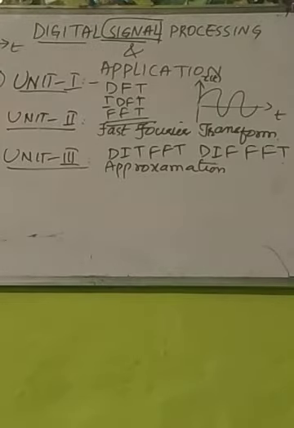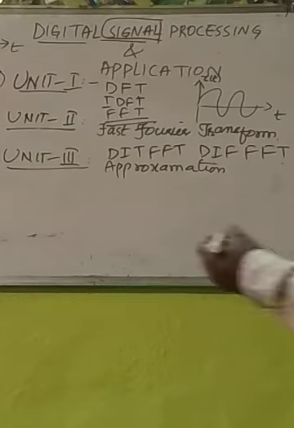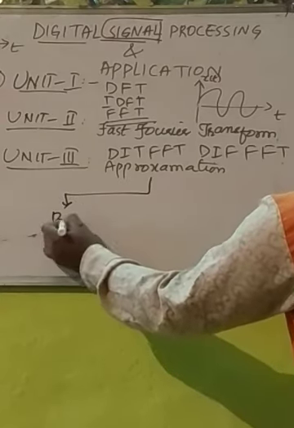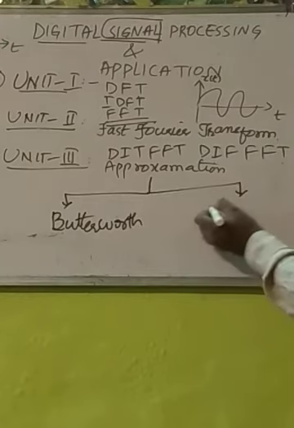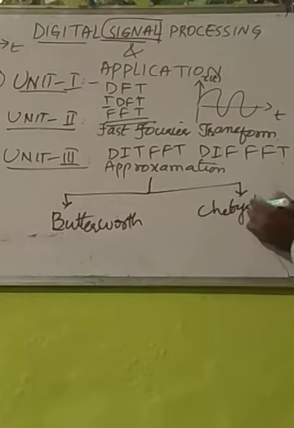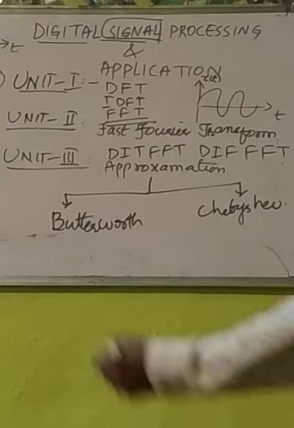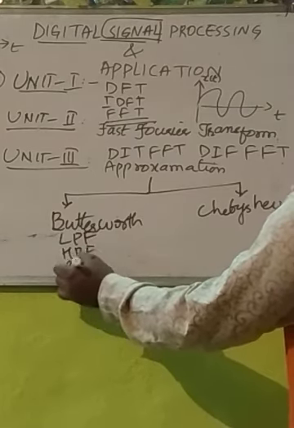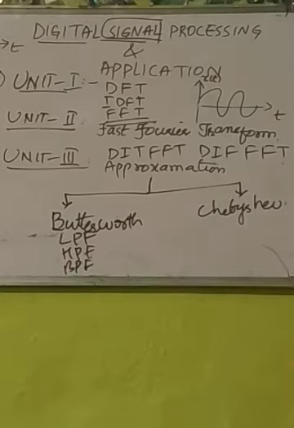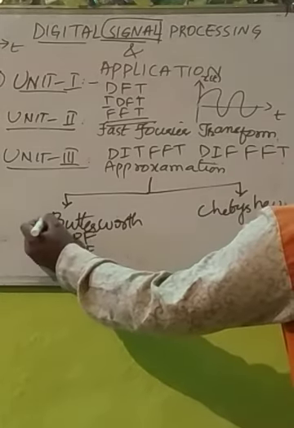Now come back to unit 3. In unit 3, as I just said, you are going to use approximation techniques. There are 2 approximation techniques in unit 3. The first is Butterworth approximation and the second is Chebyshev approximation. First we are going to learn about Butterworth. We know about filters like low pass filter, high pass filter, band pass filter. Using these filters, we are going to design the Butterworth approximation. That is the first part.